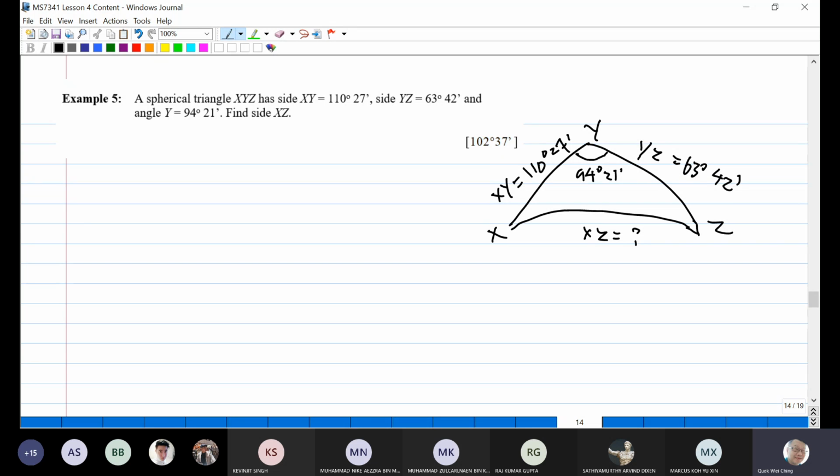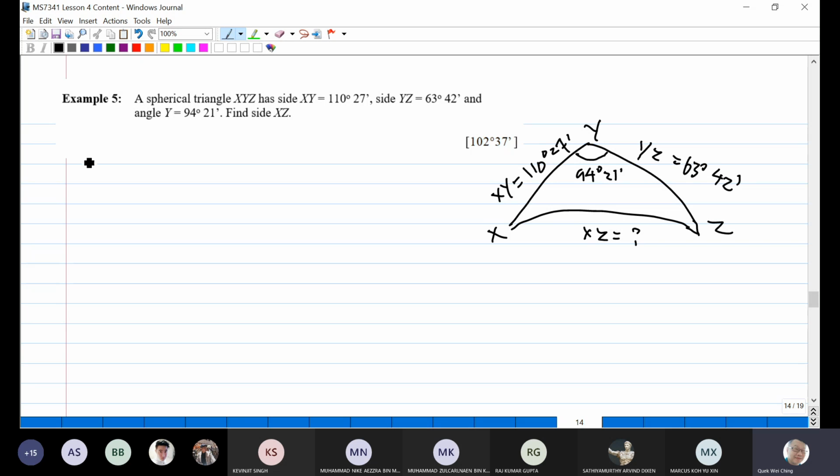So this is a classical example to apply the law of cosine. When you see this type of diagram, you know that must be law of cosine, whether it's a plane triangle or spherical triangle. You know the two sides and the angle in the center, you find the third side. It's always law of cosine. It's just that now you build a spherical triangle. So let's try to do spherical triangle XZY.